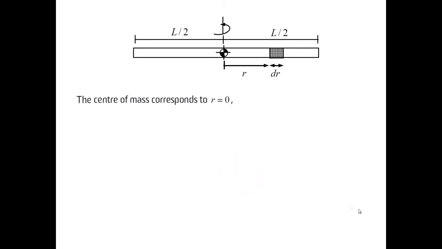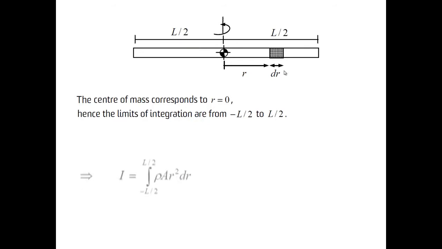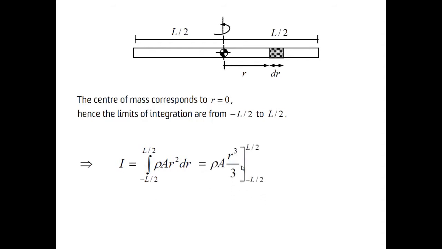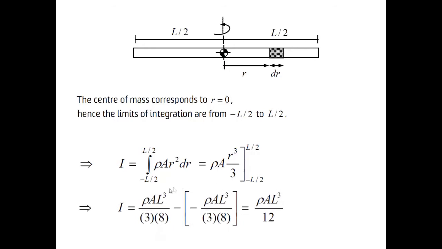The center of mass corresponds to r equal to 0 over here. Hence the limits of integration are from negative L/2 to L/2, as can be seen. Therefore the equation for the moment of inertia becomes the following. Now basic integration is undertaken. When the integration is fully completed, we end up with this expression over here: rho times a times L cubed divided by 12.